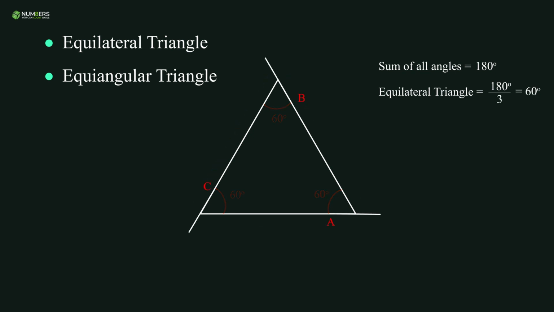Each exterior angle, which is supplementary to the interior angle, is then equal to 180 degrees minus 60 degrees, which is equal to 120 degrees. We can find the measure of any exterior angle by first finding the measure of each interior angle and then subtracting it from 180.